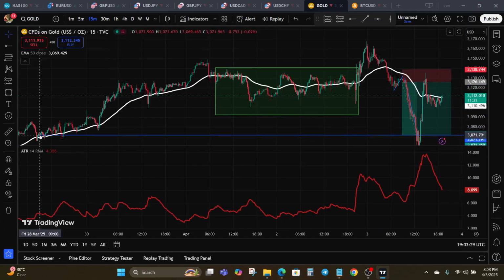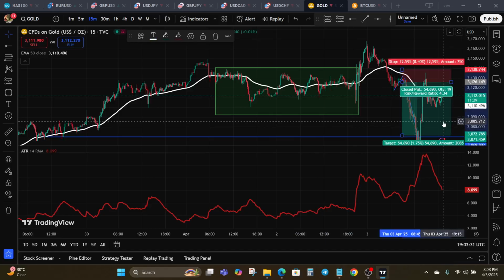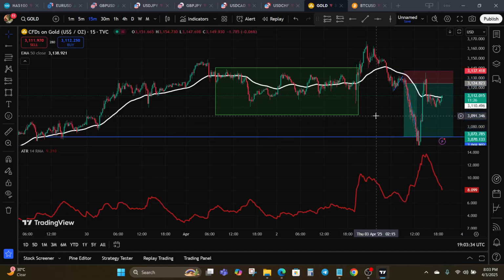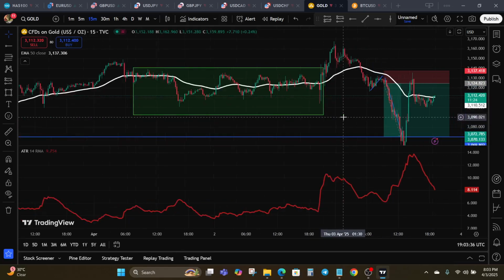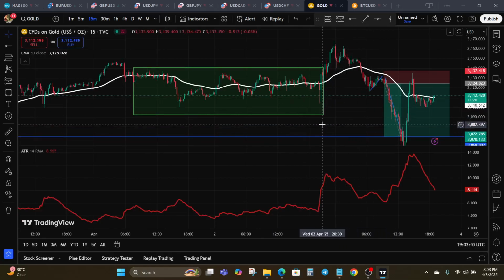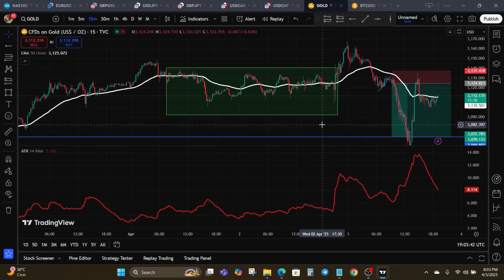You can use support levels for a take profit. Right, this is good. Observing all these prevents getting stopped out by normal price fluctuations.